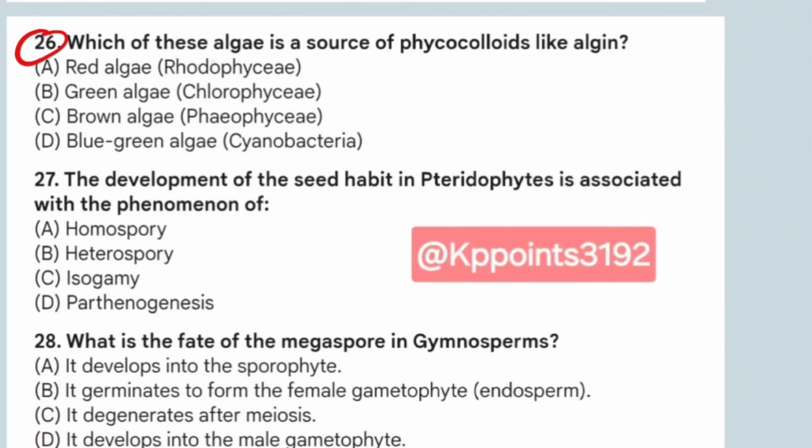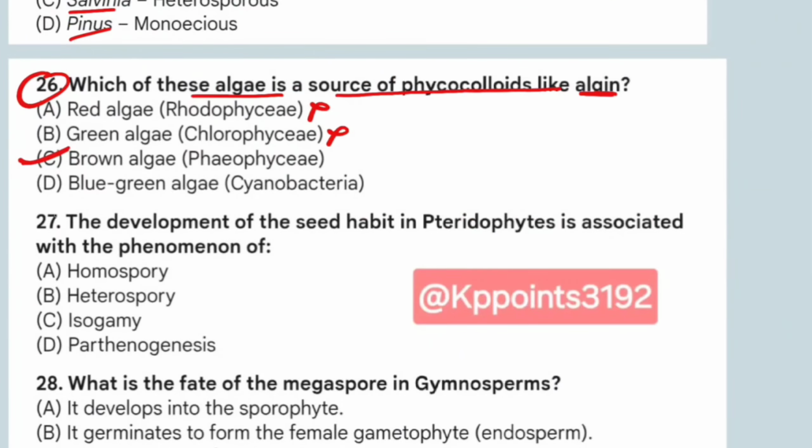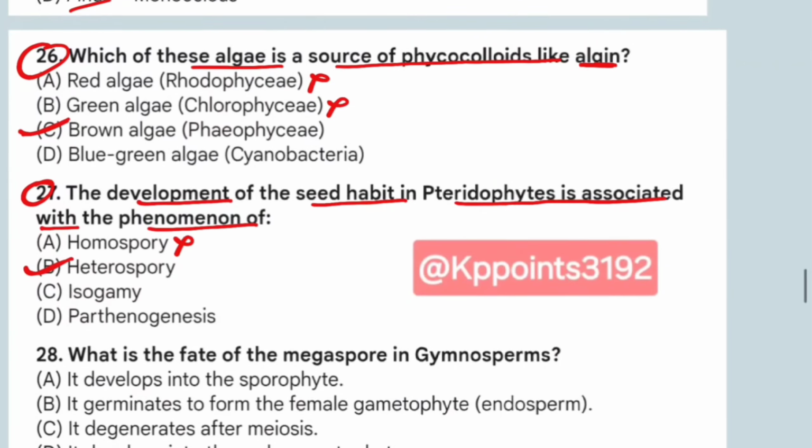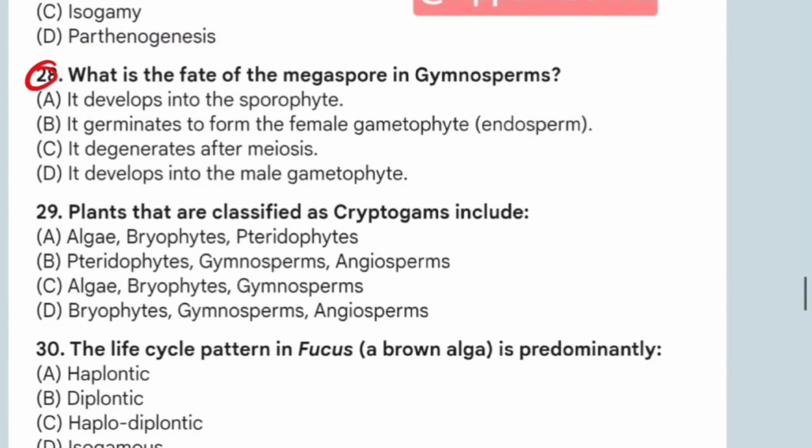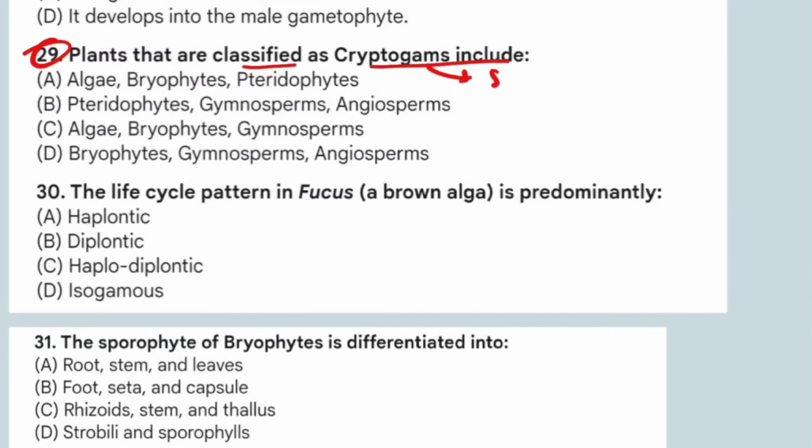Number 26. Which of these algae is a source of phycocolloids like algin? Red algae? No. Green algae? No. Brown algae? Yes. Next is 27. The development of the seed habit in pteridophytes is associated with the phenomenon of homospory? No. Heterospory? Yes. 28. What is the fate of the megaspore in gymnosperms? Develops into a sporophyte? No. It germinates to form the female gametophyte? Yes. Number 29. Plants that are classified as cryptogams include those where seeds are absent: algae, bryophytes, pteridophytes? Yes.